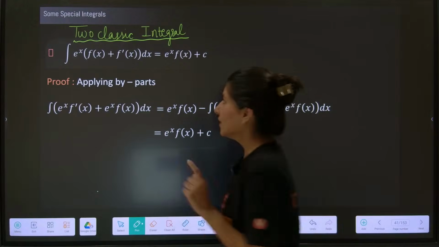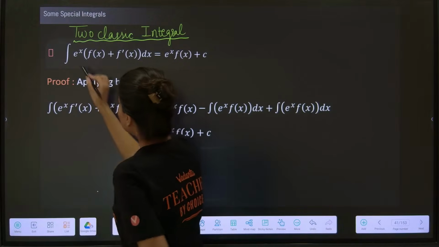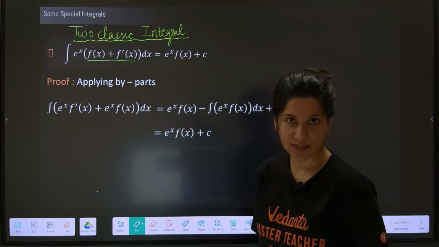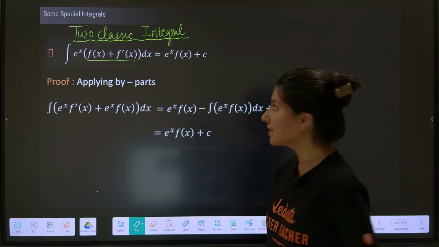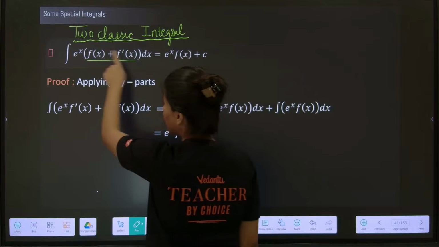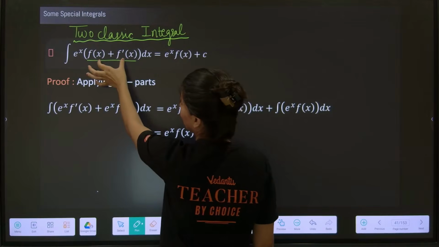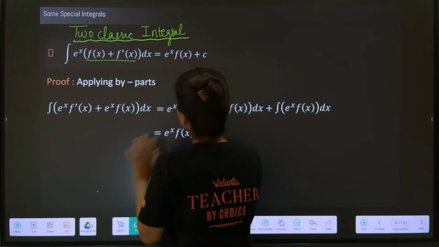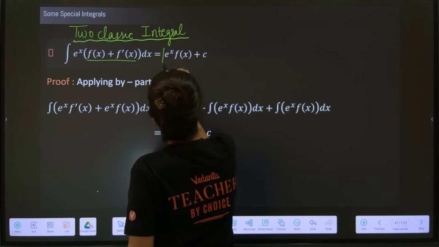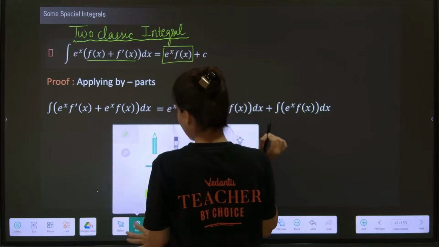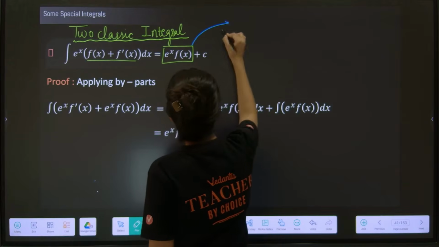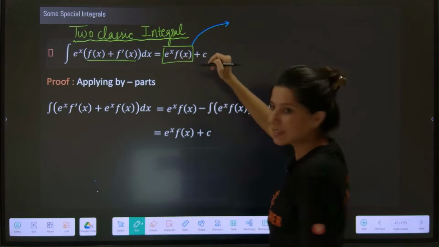See, the formula says that e power x times f(x) plus f dash x, e power x times f(x) plus its derivative, if you need to integrate this, the answer is e power x f(x). Now I am going to show you the proof by the reverse process. So, can you help me in differentiating e power x f(x)?